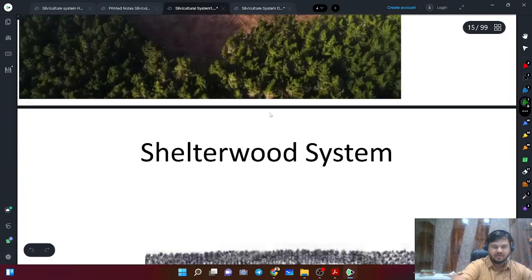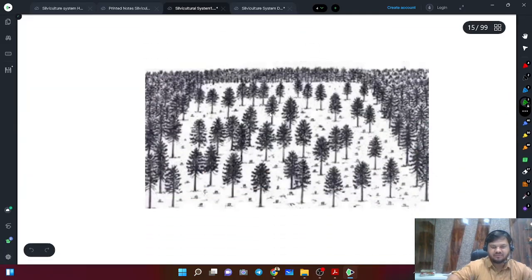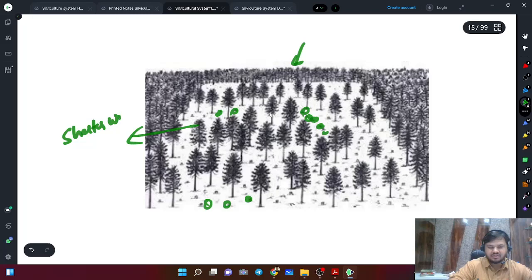Selection system was developed, right? So this is the picture of shelter wood system. In clear felling, whatever white you are seeing is all cleared area, all of this we have cut, right? You can see this. These are all cut, and we have left some trees, like 40-50 trees. This is shelter, right? Shelter trees. So this system is shelter wood system, right?